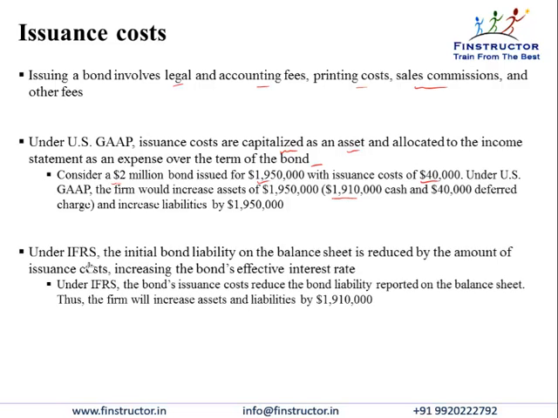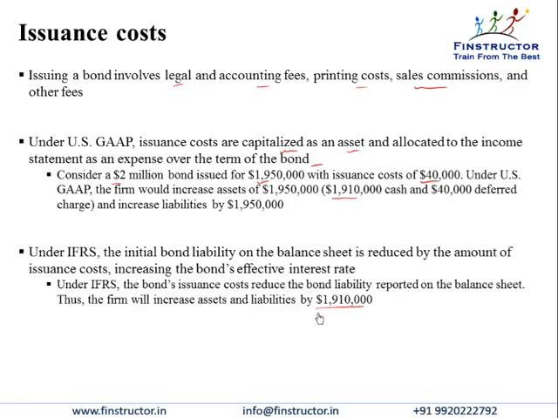So under IFRS, the initial bond liability will be reduced to the extent of the issuance costs. So instead of $1.95 million, we will always represent the liability as $1.91 million and a cash inflow of $1.91 million, effectively increasing the discount from the $2 million par value or increasing the effective interest rate. So there will be no capitalization and both cash as well as the liability will go up by $1.91 million.